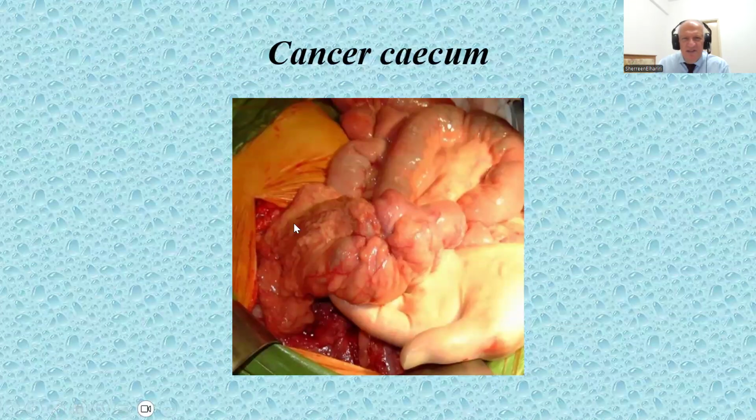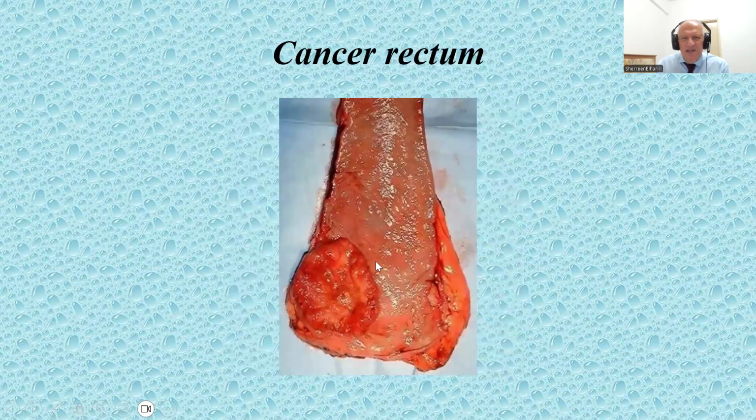So this cancer of the cecum is difficult to diagnose, which is why its presentation is late. It can be an ulcer, like a rectal ulcer or something like that.